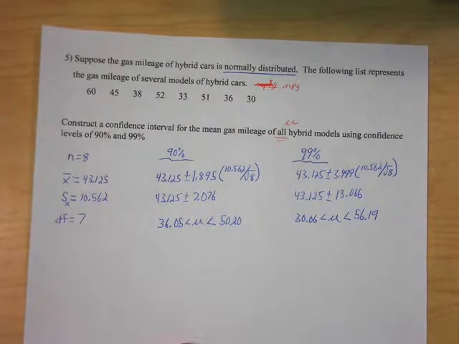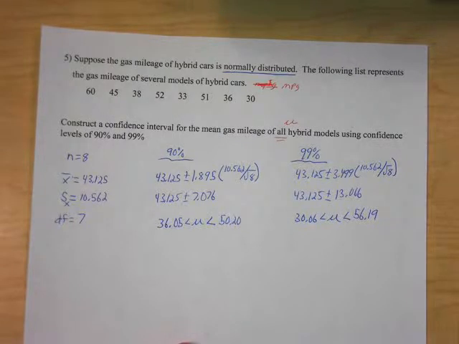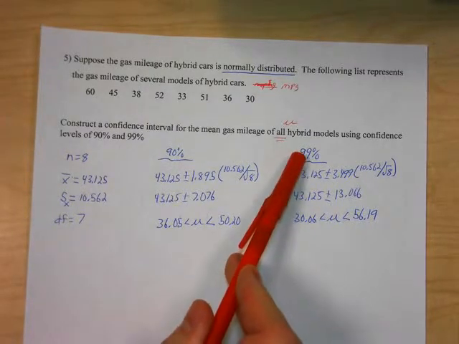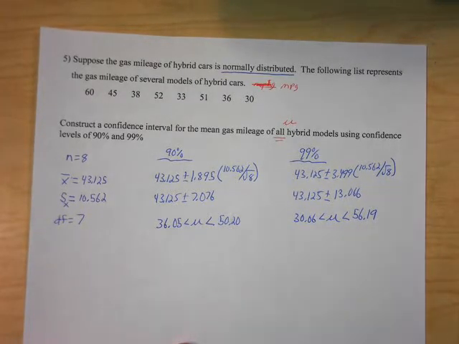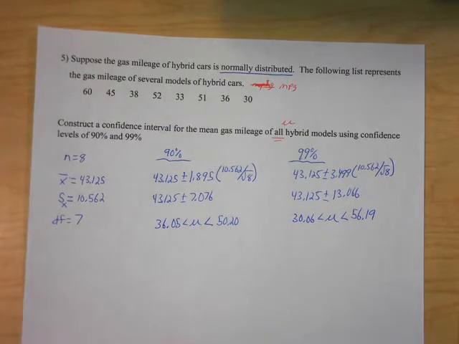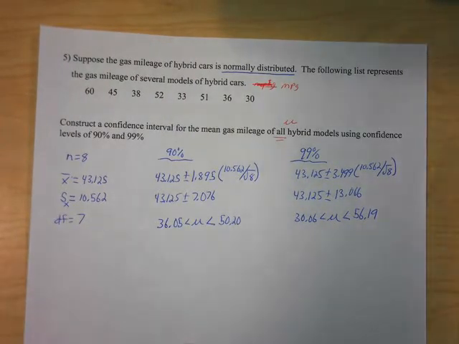The 99% confidence interval means that if we were to do that process 100 times, where we chose 8 cars, found the sample mean and the standard deviation, and then did this process 100 times, we would expect 99 of those intervals to contain the true value of the population mean. Okay, so that is the end of the lesson for finding a confidence interval for mu.